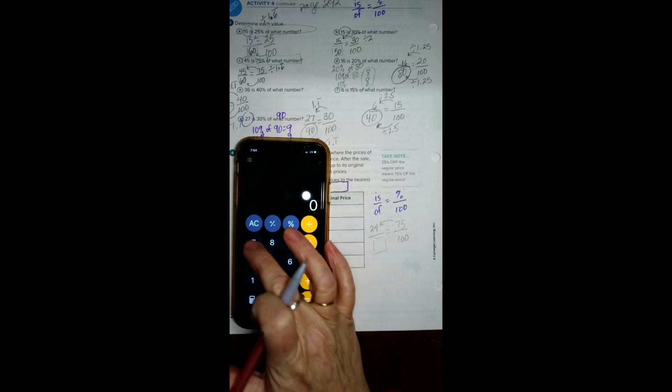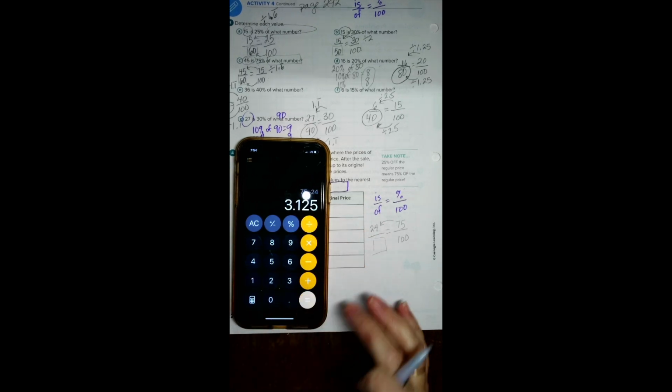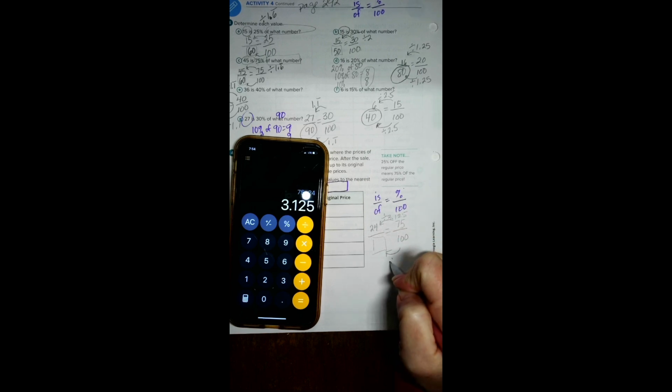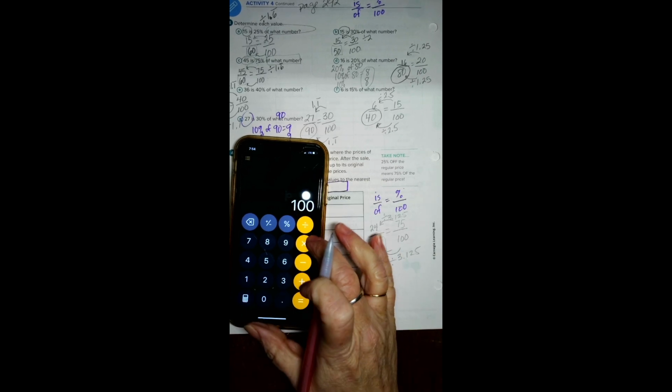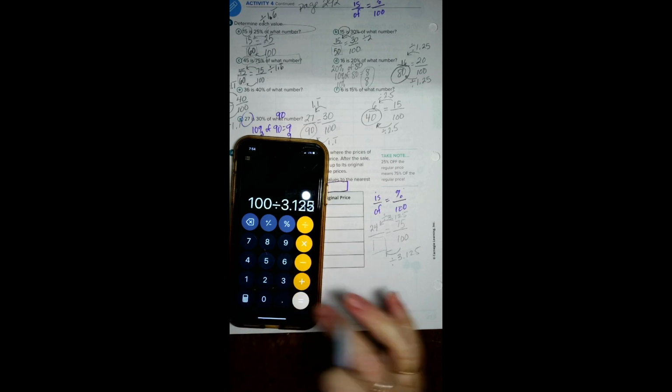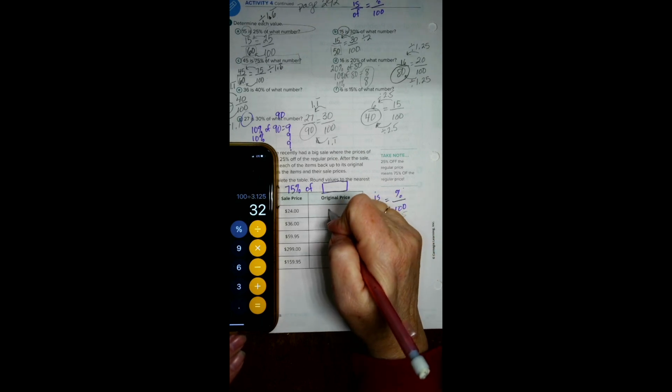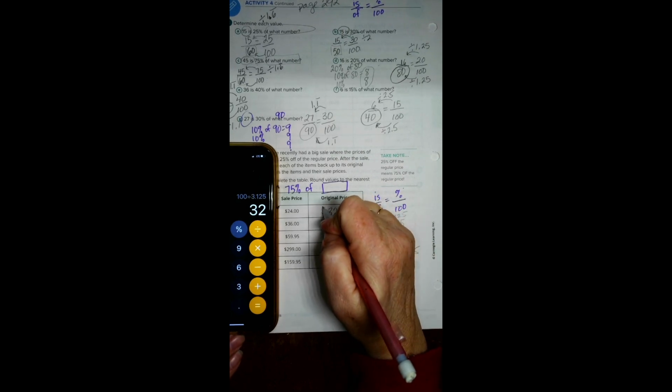So how do you go from 75 to 24? Divide by, what are we dividing by? So 75 divided by 24 is 3.125. Divide by 3.125. We're going to do the same here. So 100 divided by 3.125 is 32. So this shirt's original price was $32.